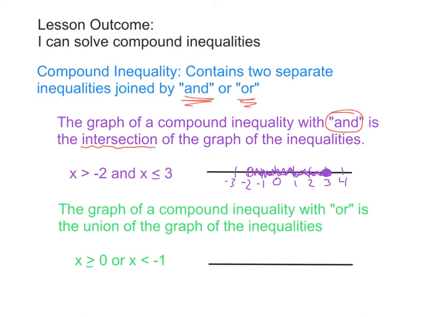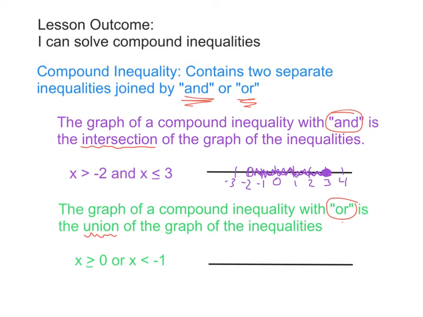Now let's try the example here in the green. The graph of a compound inequality with the word "or" is what we call the union of the graph of the inequalities. We will take a look at this example. It says x is greater than or equal to 0, or x is less than -1. That means either this is true or this is true.